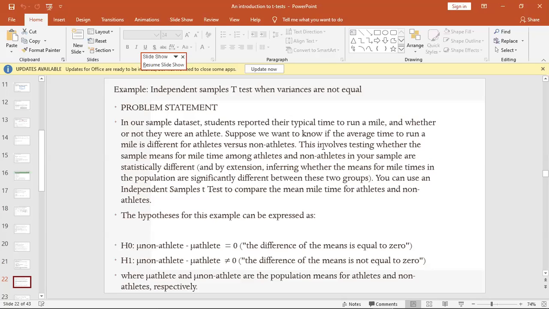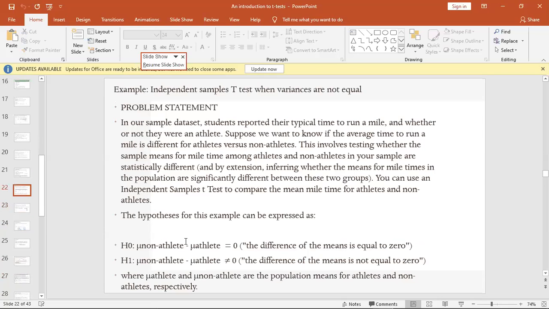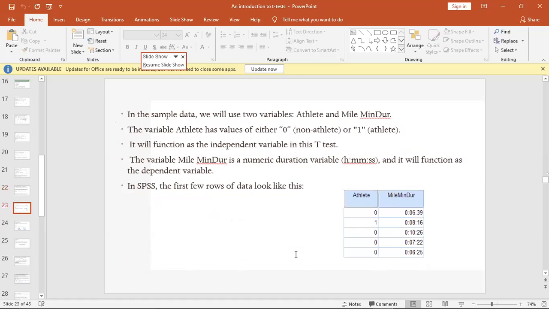Here, this involves testing whether the sample means for mile time among athletes and non-athletes in your sample are statistically different. You can use an independent sample t-test to compare this, because there are two samples. One sample is athletes, the other is non-athletes, right? This is how I'm going to write the hypothesis. The mean running time of athletes and non-athletes, the difference equal to 0 or not equal to 0. This is the first thing I did before running the test. So I wrote the hypothesis, null and alternative.